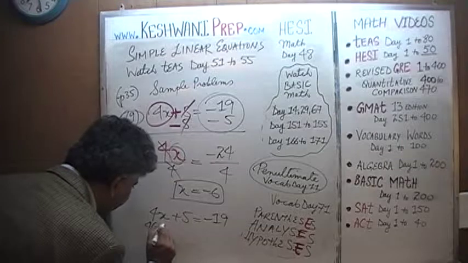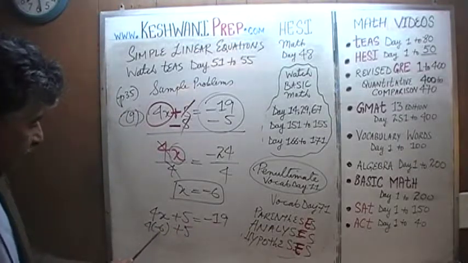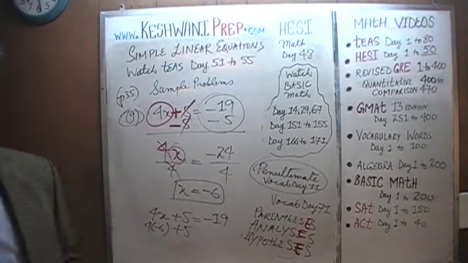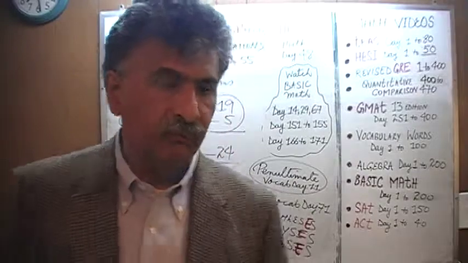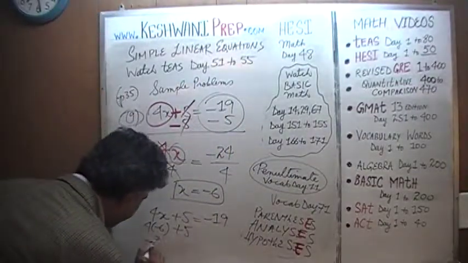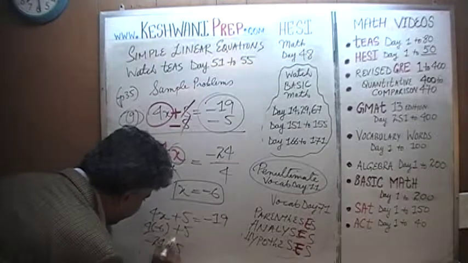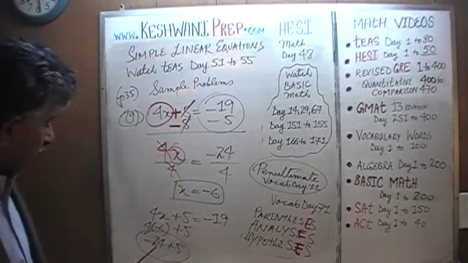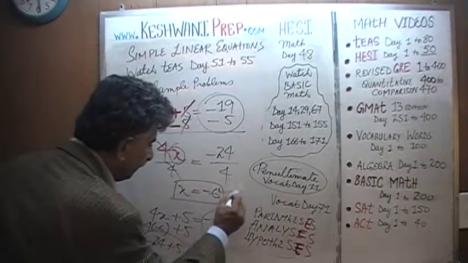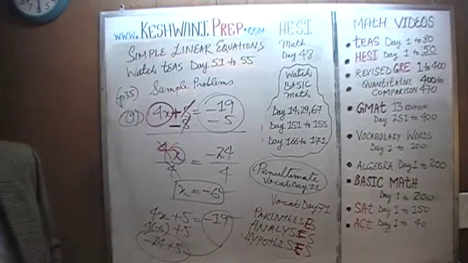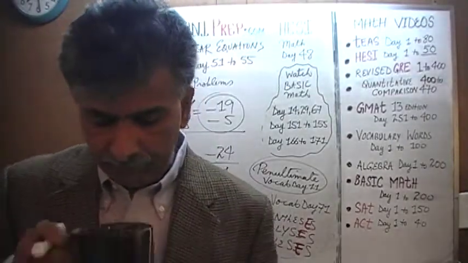4 times negative 6 plus the 5. How much is 4 times negative 6? 4 times 6 would have been 24. Therefore, 4 times negative 6 would be negative 24. A negative 24 and a positive 5 would equal negative 19, which is exactly what we have on this side. It works. It checks out. Let's do the very last one, number 10.